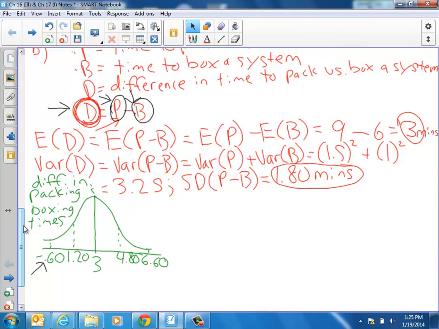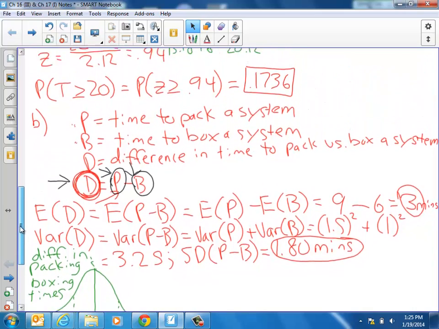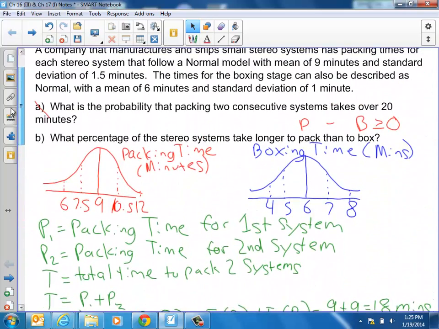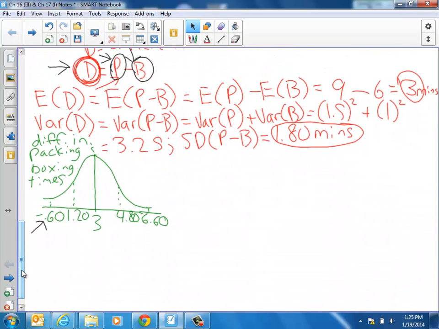All right, again, let's make sure that we know what we're being asked to find. We've got this green bell curve, that's great, but unless we know how we're going to use it, we're not done with the problem. What percentage of the stereo systems take longer to pack than to box? So, longer to pack than to box, that means that P has got to be greater than B. Our packing time has got to be greater than our boxing time.